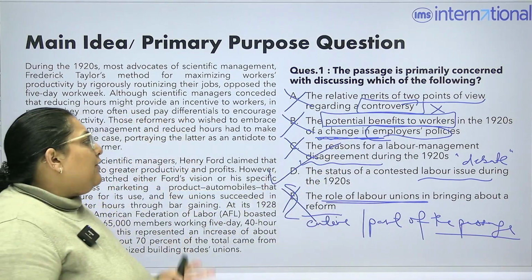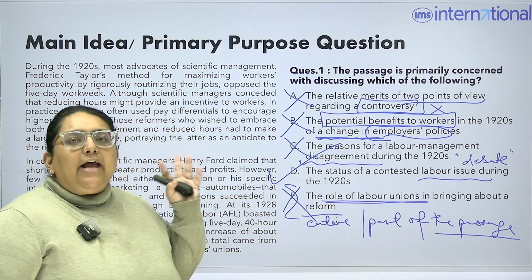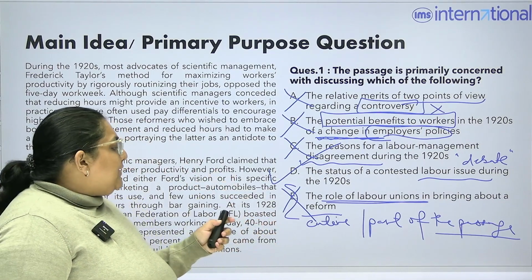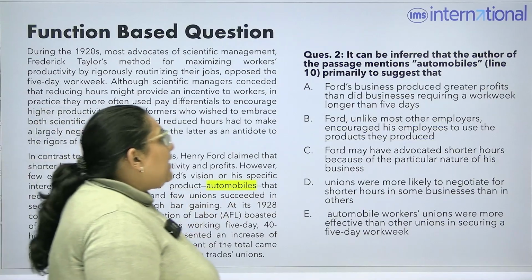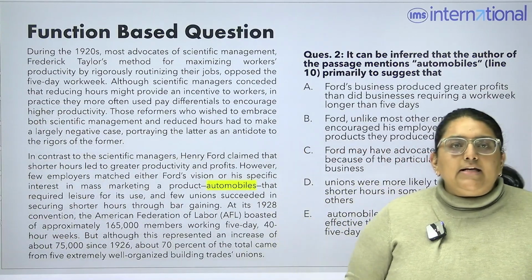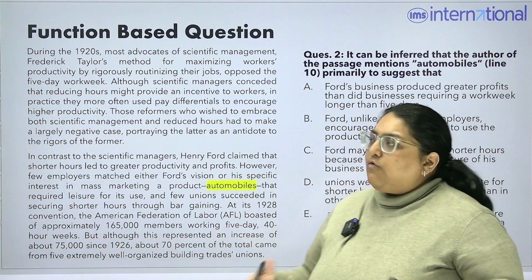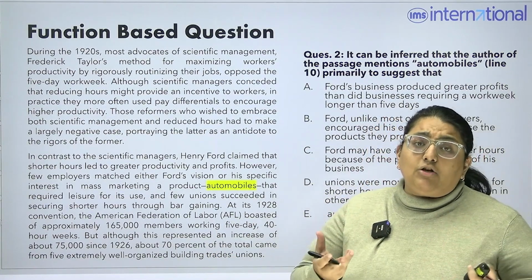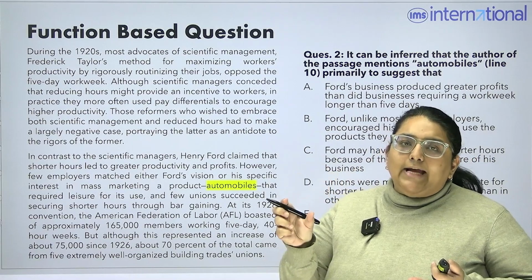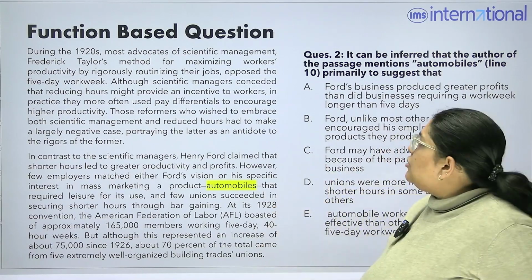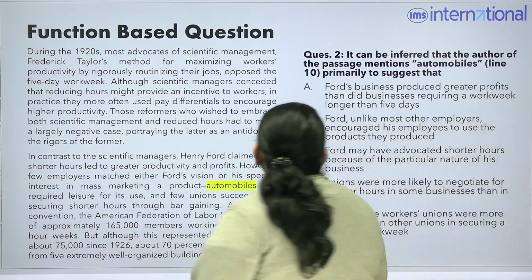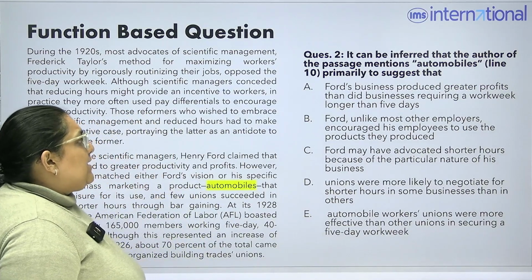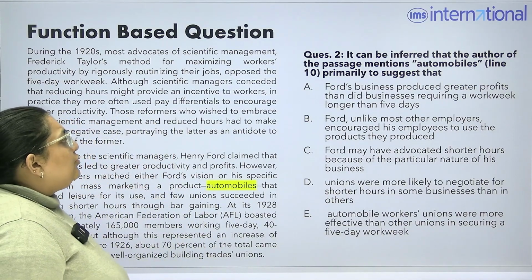So this is how we will have a look at the options and reach the correct answer for a primary purpose question. Let's have a look at the next type. The next type of question that we have here is a function based question. Now what is a function based question? It is one in which the question might ask you the function of a particular word or a line or a particular phrase. So the question here asks, it can be inferred that the author of the passage mentions automobiles in line number 10 primarily to suggest that.